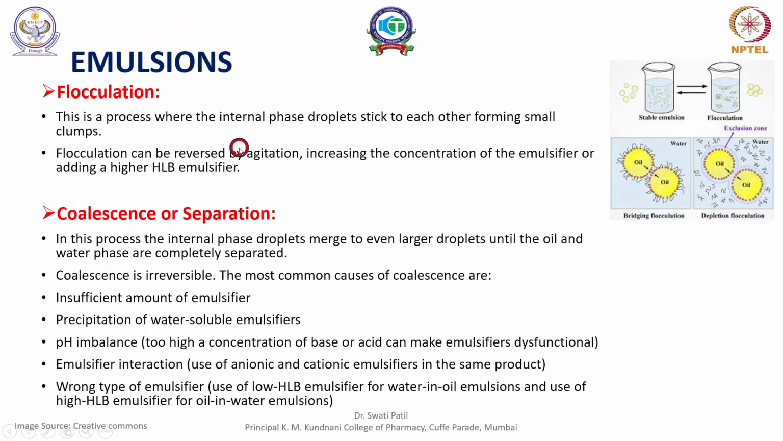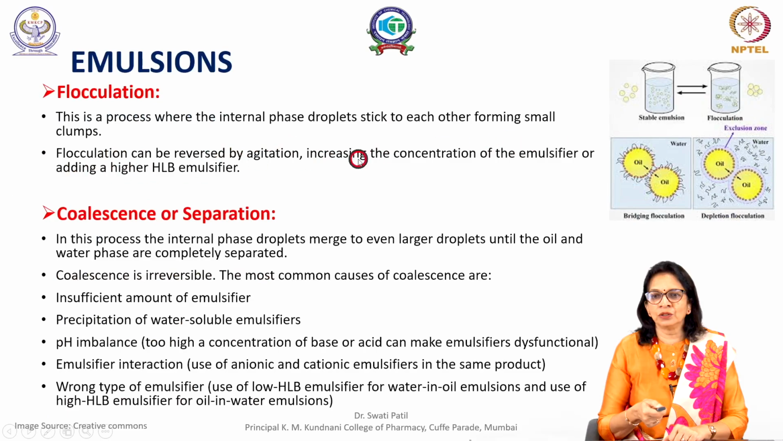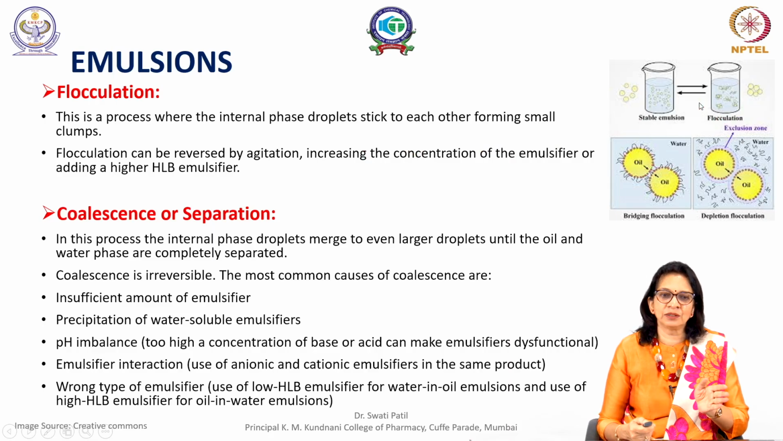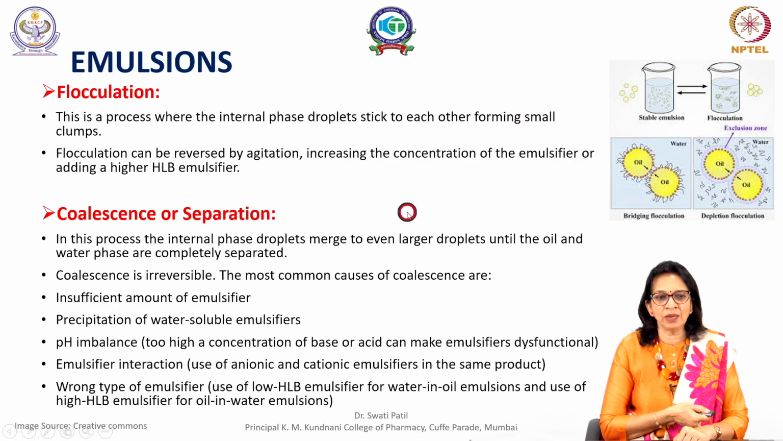Flocculation is where the internal phase droplets stick to each other forming small clumps. So these small clumps form an agglomerate like this, and all these agglomerates then form a large clump and it starts to separate. Coalescence or separation is a process where the internal phase droplets merge into larger droplets until the entire oil and water phase are completely separated.